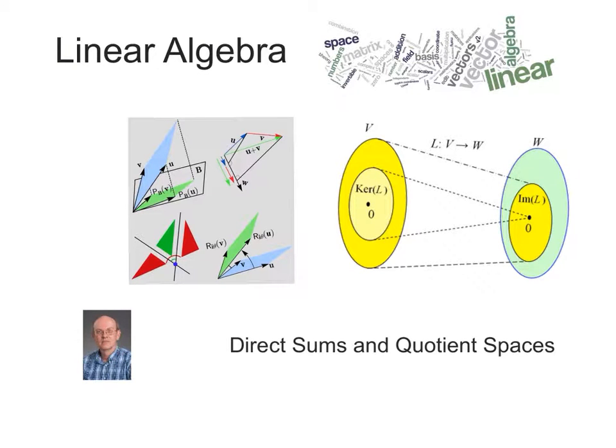This lecture gives a short discussion about the relation between direct sums and quotient spaces. So let's start with a discussion of the internal direct sum of two subspaces of a vector space. So let's say we have given two subspaces, U and W, of a vector space V.